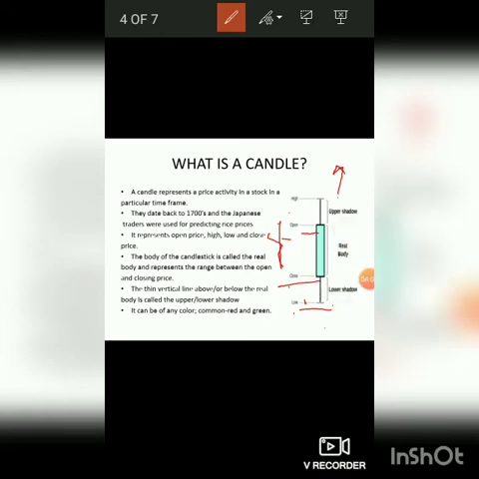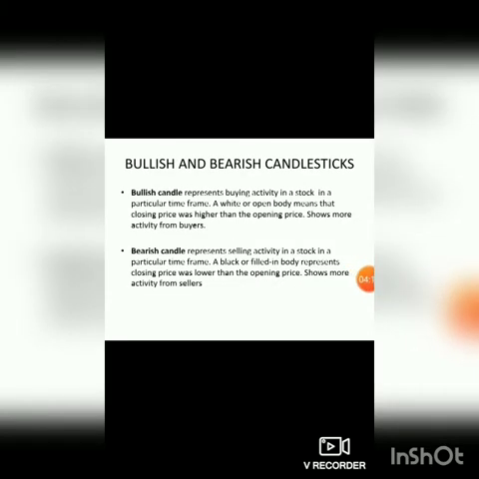Also, these types of charts date back to the 1700s, and early Japanese traders used them for predicting rice prices. There are two types of candlesticks: bullish candlesticks and bearish candlesticks. Bullish candlesticks represent buying activity in a stock in a particular time frame.